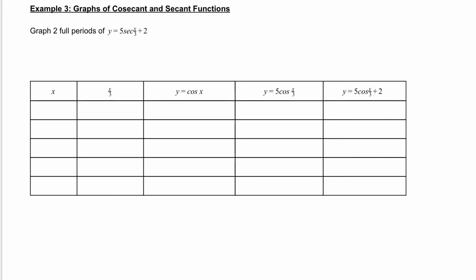Now, when we go to graph the secant graph, we're going to use the reciprocal, which is the cosine graph. So we're going to first look at y equals 5 cosine of x over 3 plus 2. And then we're going to use that cosine graph to help figure out where those asymptotes and where those U-shaped graphs are going to lie.